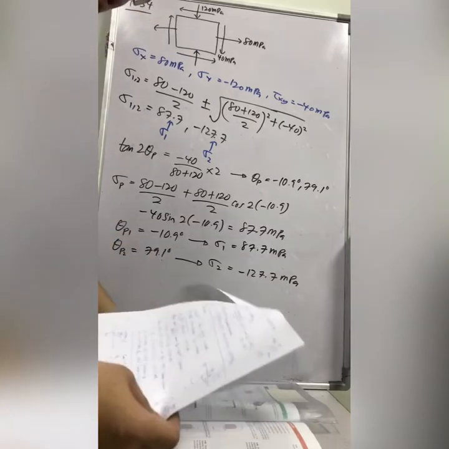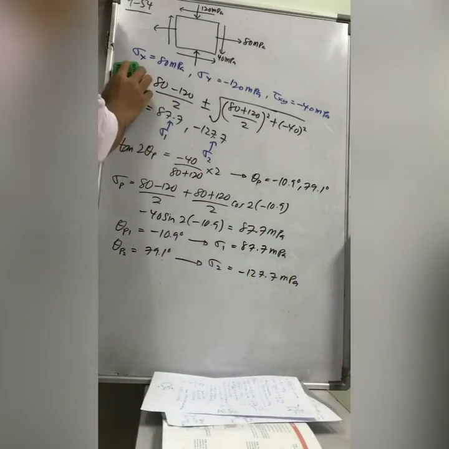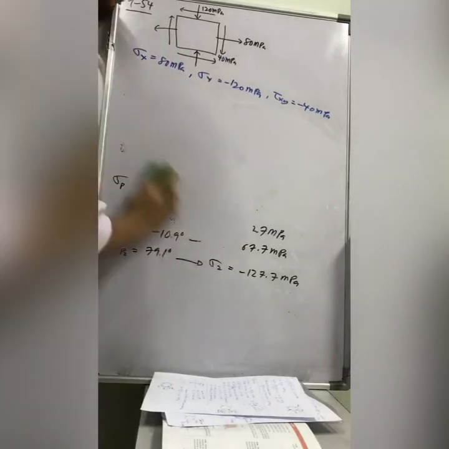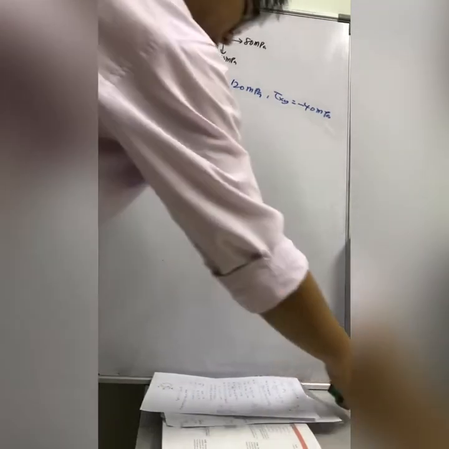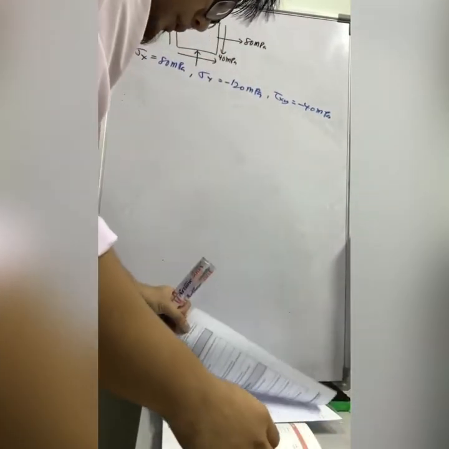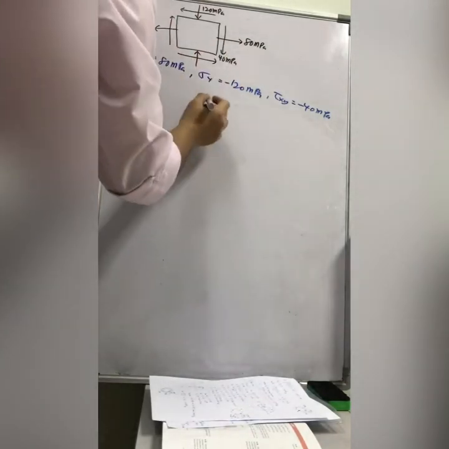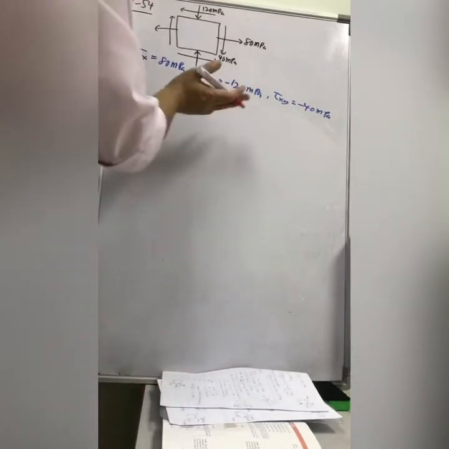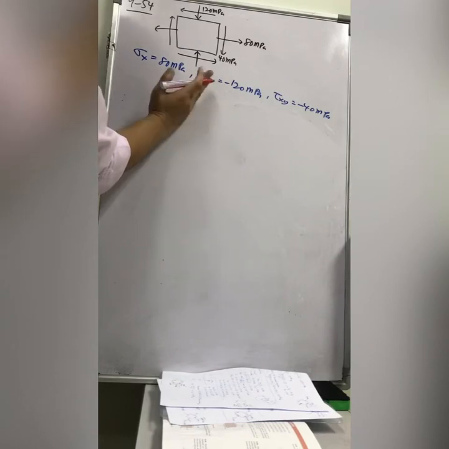So next we go to the maximum in-plane shear stress. We are done with the principal stress. Now we want to see how we get it. Oh, I forgot to do that just now. Okay, so what did you do? You rotate it at 79.1 degree counterclockwise, right?